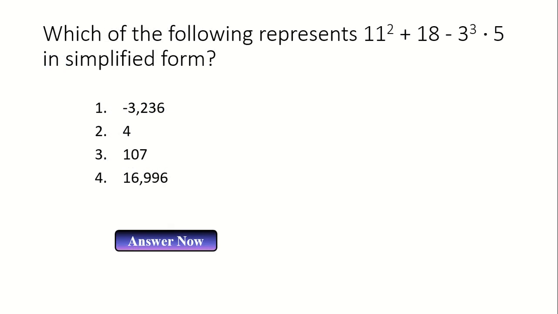Let's try to answer the following. Which of the following represents 11 squared plus 18 minus 3 cubed times 5 in simplified form? Yes, you got it right. It's 4.